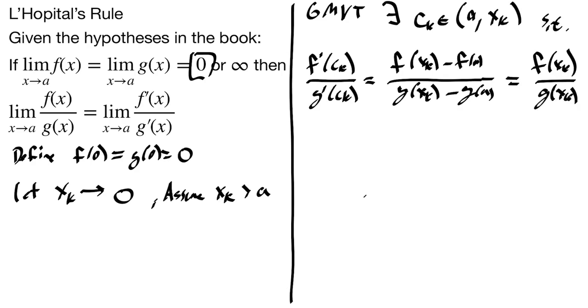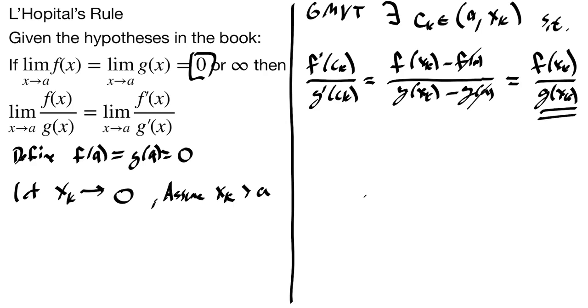and this is equal to just f of xk over g of xk, and this is just because we assumed that f of a and g of a were equal to 0. We assumed that they were equal to 0 at those limit points. So these two parts right here are both 0.